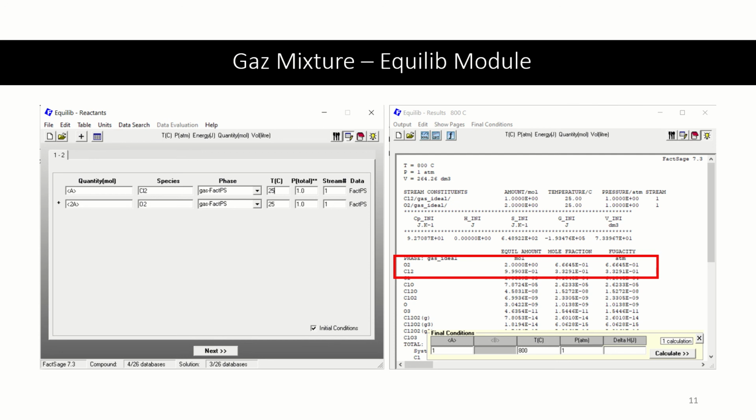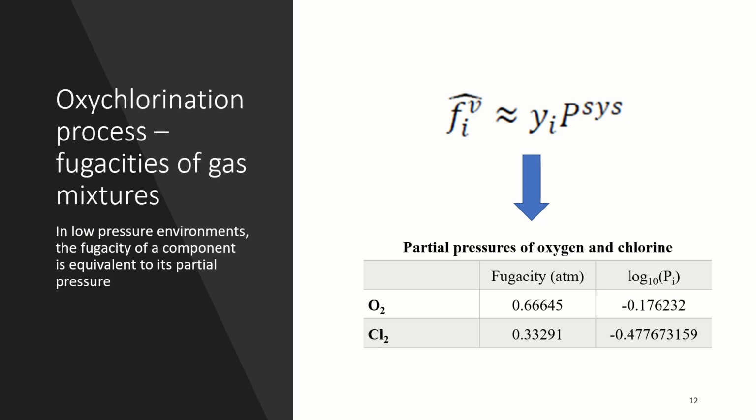But first, I need to find the partial pressures of both components of the gas mixture. So to do so, I generated an equilibrium module representing the gas mixture that will be sprayed onto the steel scrap. Since I know the ratio as well as the temperature and pressure at which the gas will be, I can just create this mixture that will represent my gas phase. So in the results page, I can see the gas, the amount, and their respective fugacities.